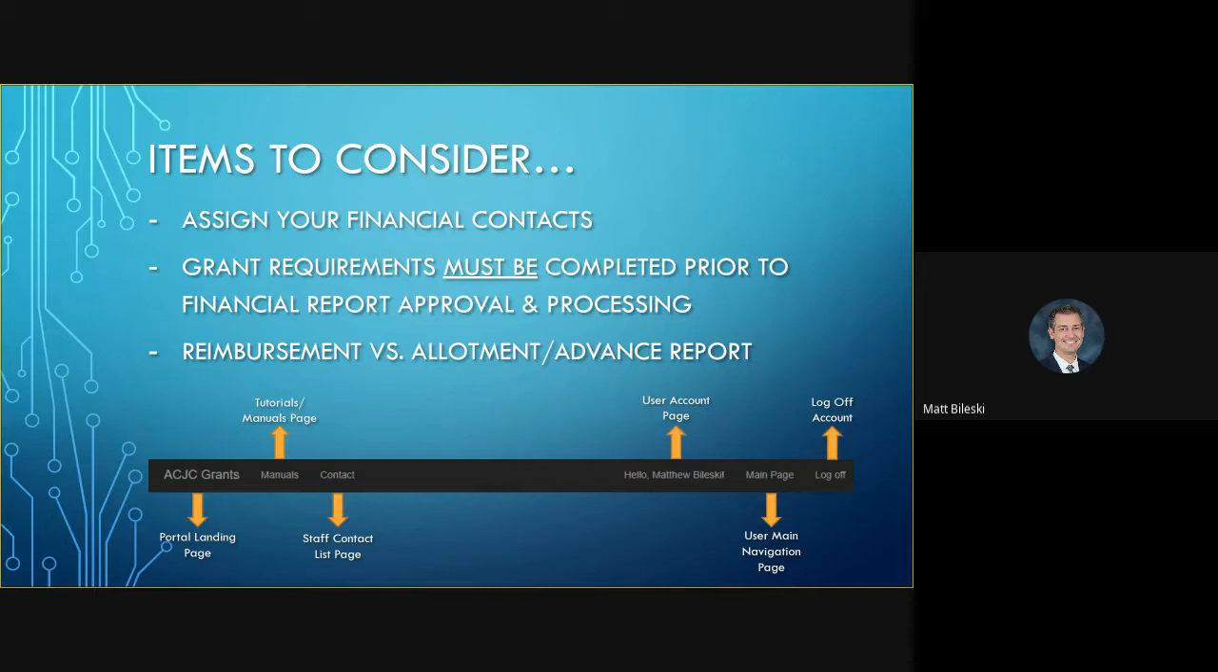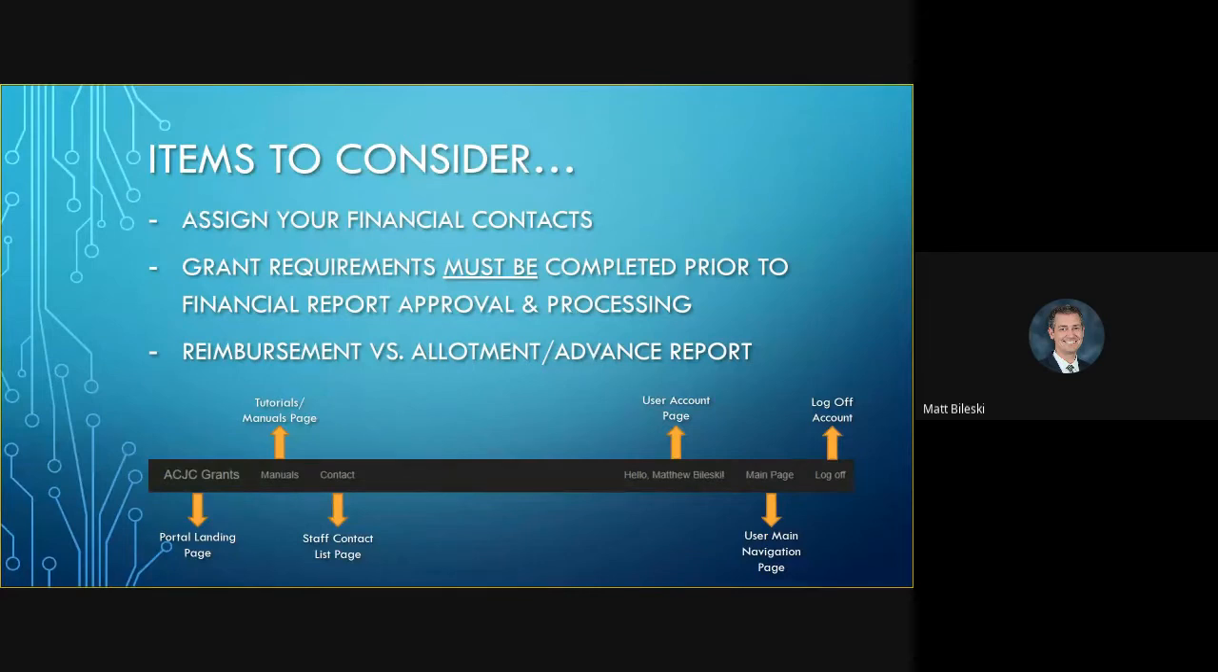So please do note, we'll see it in the video, just note that difference, that there will be reimbursement reports in your list. There will also be allotment and advance reports in your list if you are required to submit those. If you're not required to submit anything on allotment or advance, you haven't received any allotments or advances, then it's strictly a reimbursement process. Those are the only reports that you're going to see.